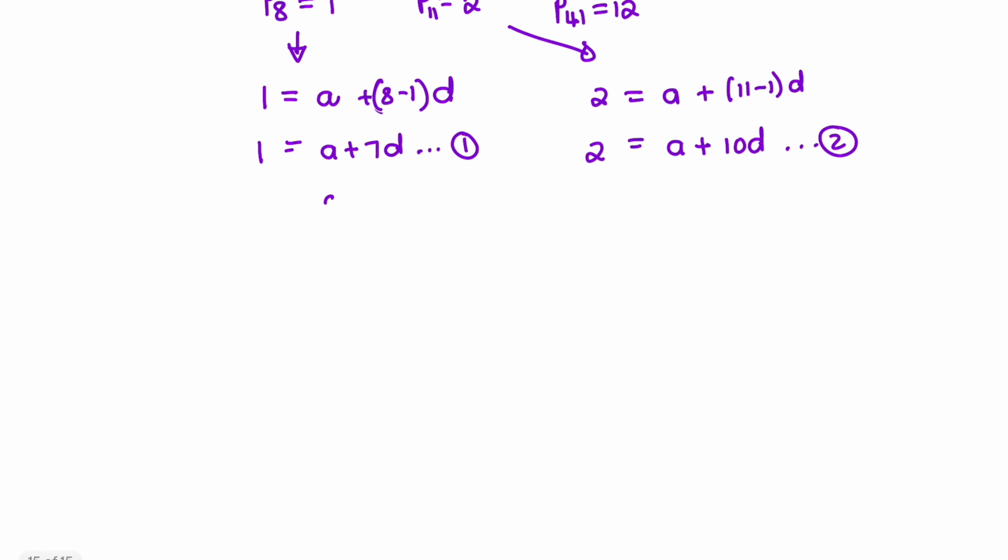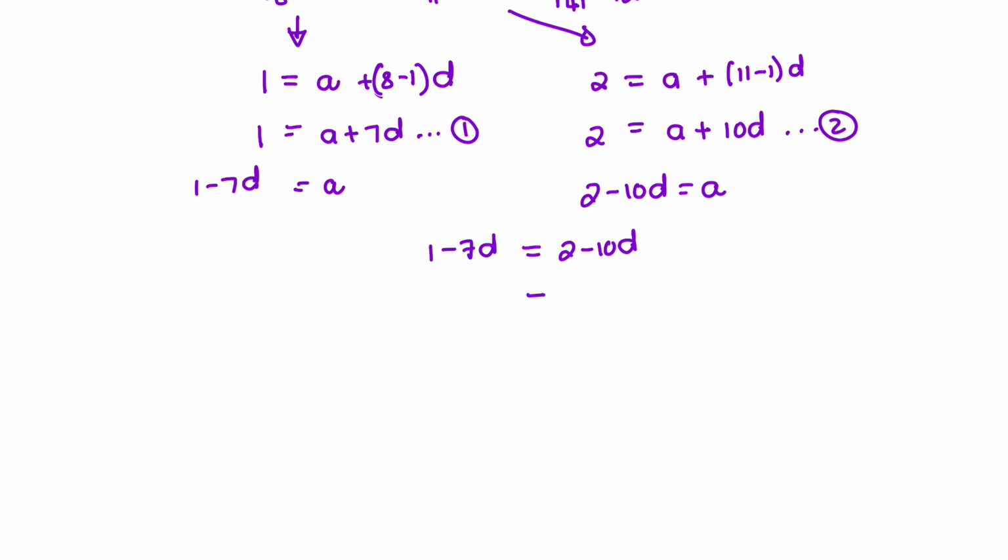So I can see that a would be equal to 1 minus 7d in the first equation, and in the second equation 2 minus 10d would be equal to a. So now I have two equations for a, and if the a value is the same, that means that 1 minus 7d would be equal to 2 minus 10d. And if I solve for d, I have 2 minus 1 is equal to 10d minus 7d. Therefore, 3d is 1, so d is equal to a third.